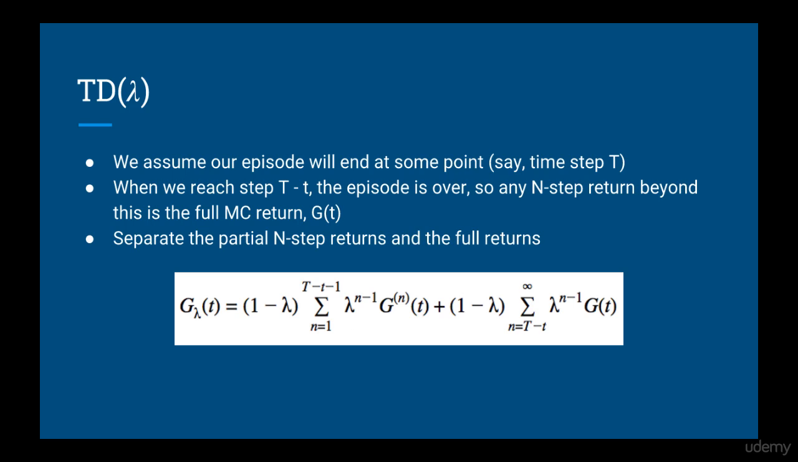Once we have our lambda return, we can assume our episode is going to end at some point. Let's call that time step capital T. Because we're counting from n equals 1 to infinity, when n reaches capital T minus lowercase t, the n-step return is really just the full sampled return g of t with no superscript. So we can manipulate the lambda return to separate the shorter n-step returns and the full sampled returns.